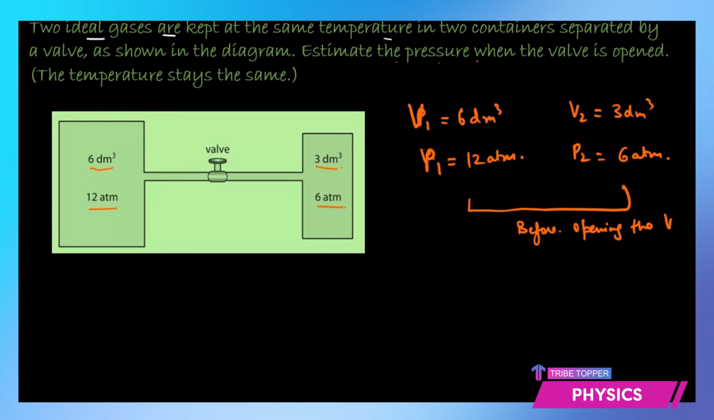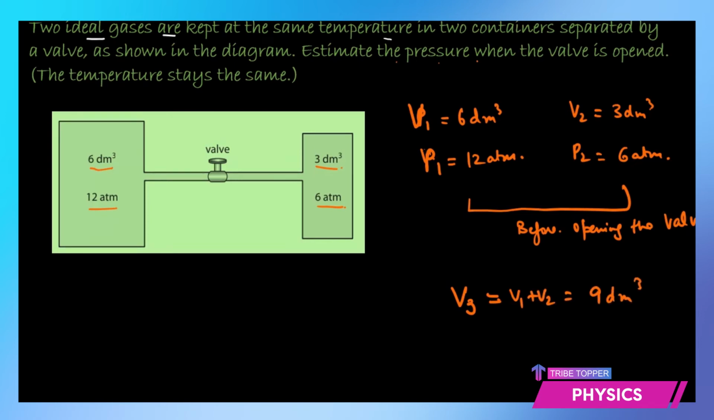Then what is the situation here? The event here is that the valve is opened. So what's going to happen after the valve is opened? The total volume V3 is going to be, both the gases will mix up. So what's going to be your total volume? That will be V1 plus V2. So you are going to get 9 decimeter cube.